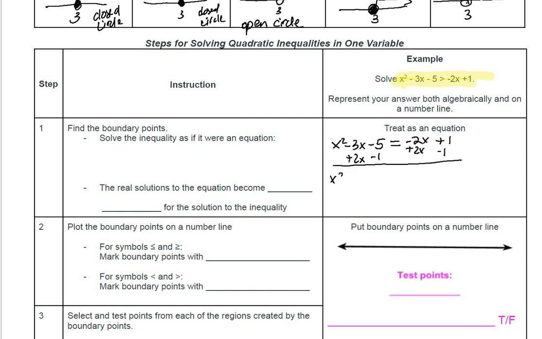That gets me x squared minus x minus 6 is equal to 0. If you factor that, you would get x minus 3 times x plus 2 is equal to 0. Using the zero product property, that gets you x is equal to 3 or negative 2.